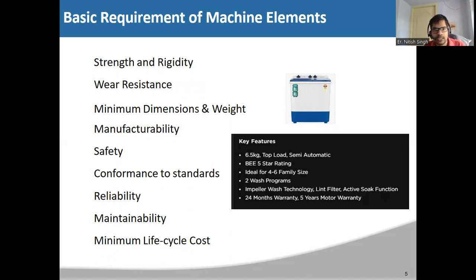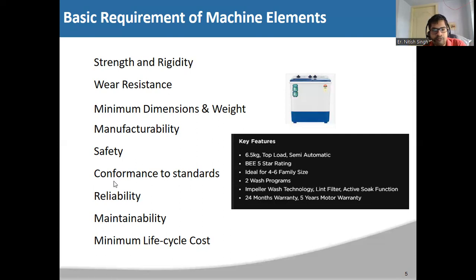Strength and rigidity, wear resistance, and minimum dimension and weight, which means how much area the machine occupies. Again, manufacturability, how to manufacture it, and safety, what the safety of that product is. That's the rating of the product.